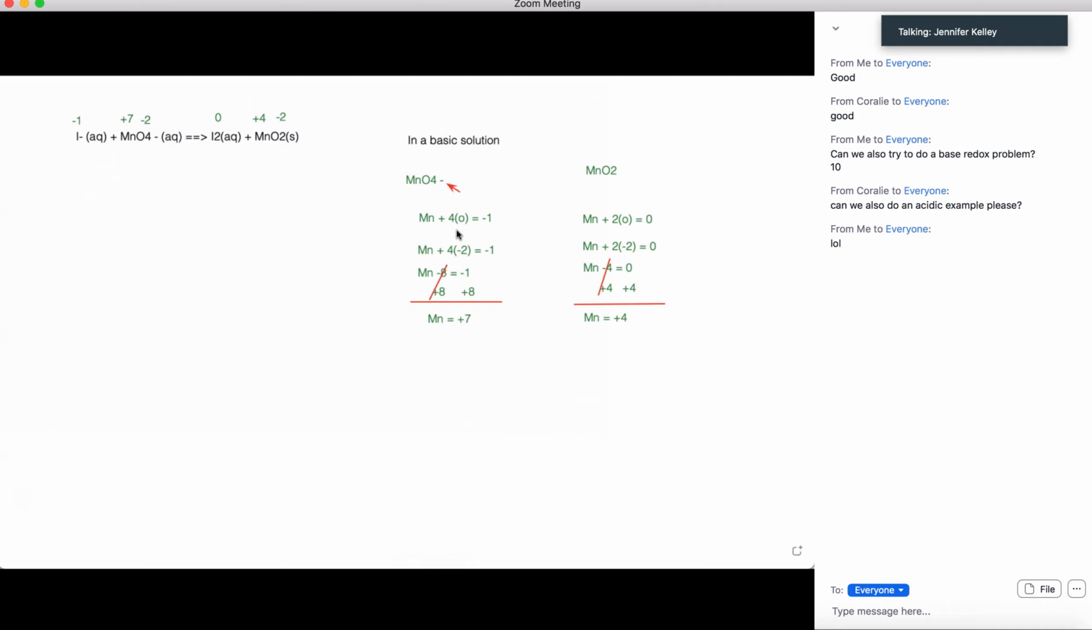Oh, and we can do an acidic. Yes, Coralie, we can. Can't speak, but I can do it. I would be glad to do one.